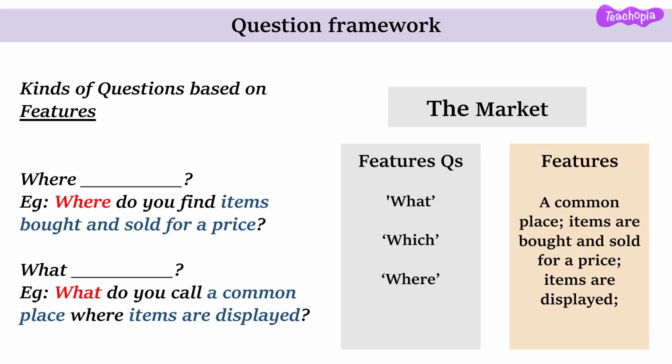And if we have to build questions based on features, we can use question starters like what, which, and where. Questions like, where do you find items bought and sold for a price? What do you call a common place where items are displayed? These kind of questions are based on the features of the market.